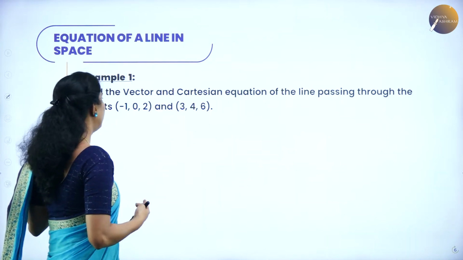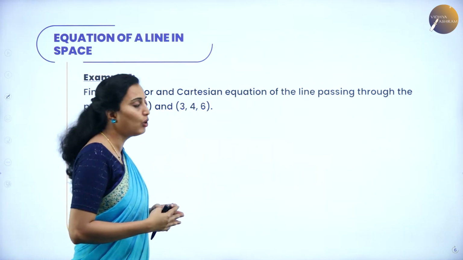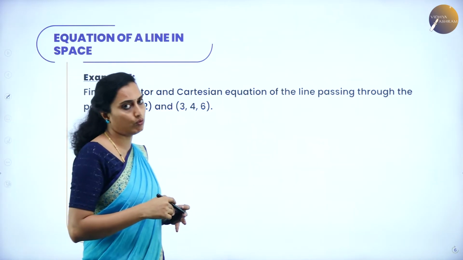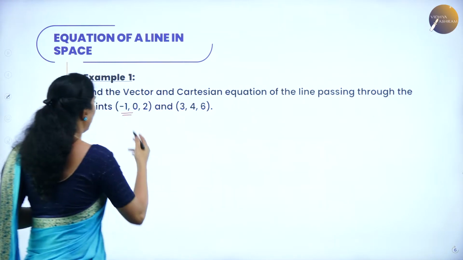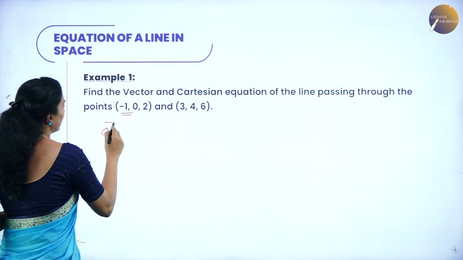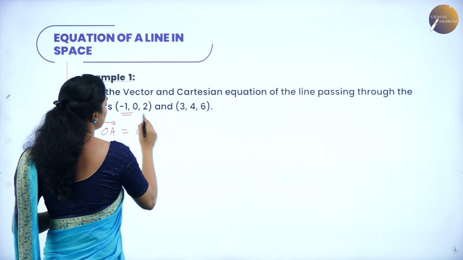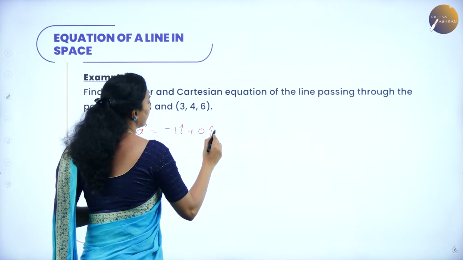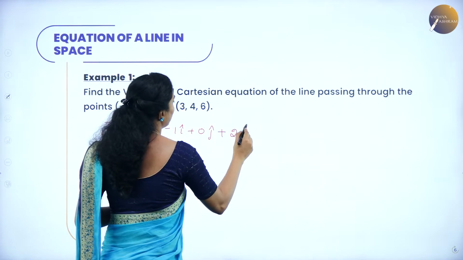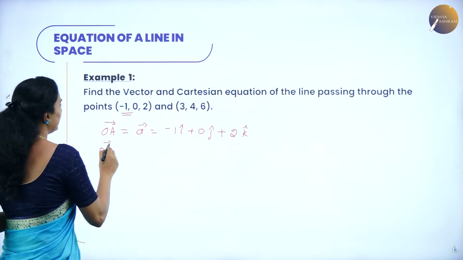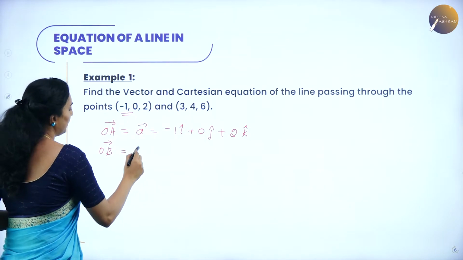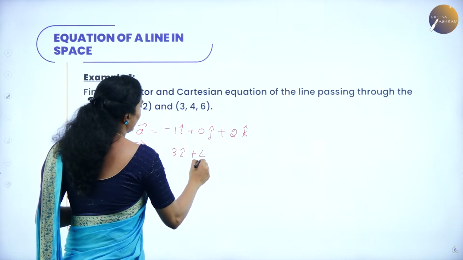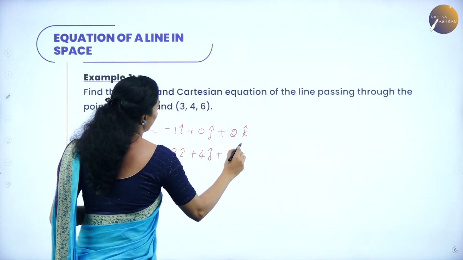Here, find the vector and the Cartesian equation of a line passing through the points (-1, 0, 2) and (3, 4, 6). Here we have the OA vector, which is equal to the a vector, which is -1 i plus 0 j plus 2 k cap. Similarly, the OB vector, let us consider as the b vector, is 3i plus 4j plus 6k.